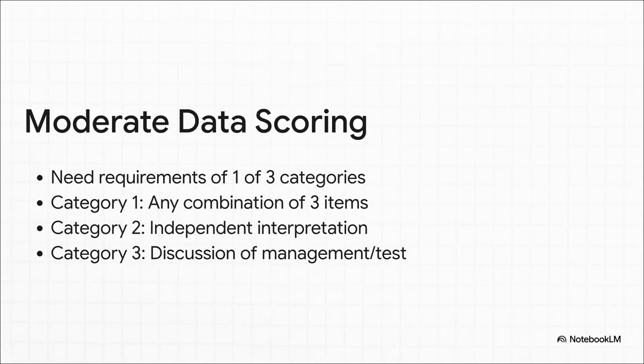Let's make this super concrete with a scoring example from moderate data. Remember, you only need to satisfy 1 of the 3 categories. So, you could hit it by pulling any combination of 3 items from category 1. Say your provider orders a basic metabolic panel, orders an X-ray, and reviews 1 external note. Boom! That's 3 items, you've got moderate data. Alternatively, they could just perform an independent interpretation of a test under category 2. Or they could have an interactive discussion under category 3. Any single one of those paths gets you right to moderate.